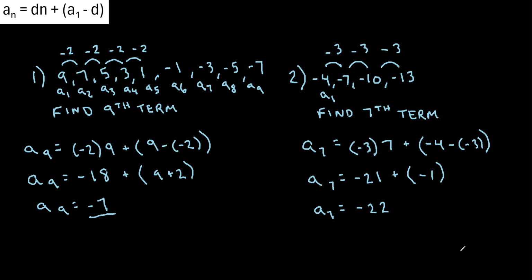If we want to double check that that's correct, we can continue writing out the sequence up here. A sub 5 would be negative 13 minus 3, that's negative 16. A sub 6 would be negative 16 minus 3, that's negative 19. And a sub 7 would be negative 19 minus 3, that's negative 22. And that matches the number that we calculated using our formula.